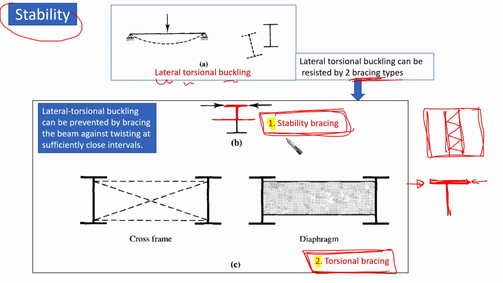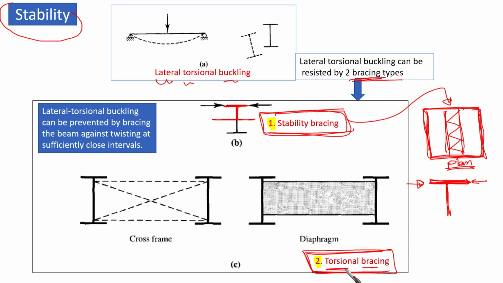Okay, so this is what we call stability bracing, and commonly we put it in the plane of the compression flange. This is a plan, if we're talking about the plan view of a floor, for example. Okay, so this is what we call stability bracing. Take care of one thing, that we are always talking here about the compression flange, not the tension flange. That's very important. Okay. The second type of bracing, we call it torsional bracing.